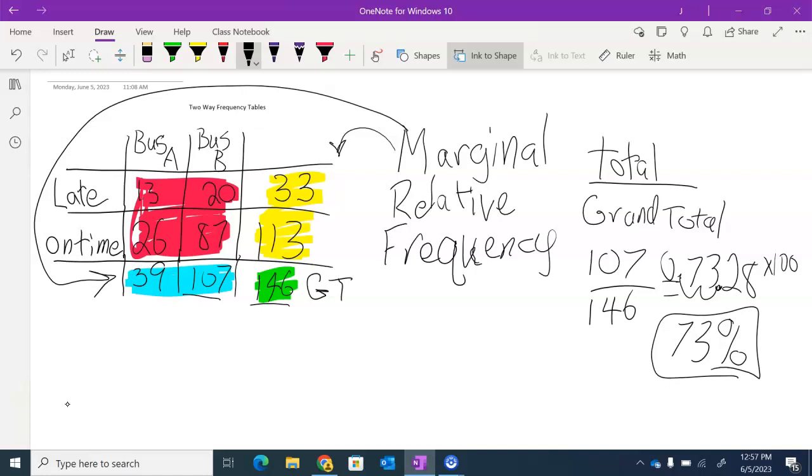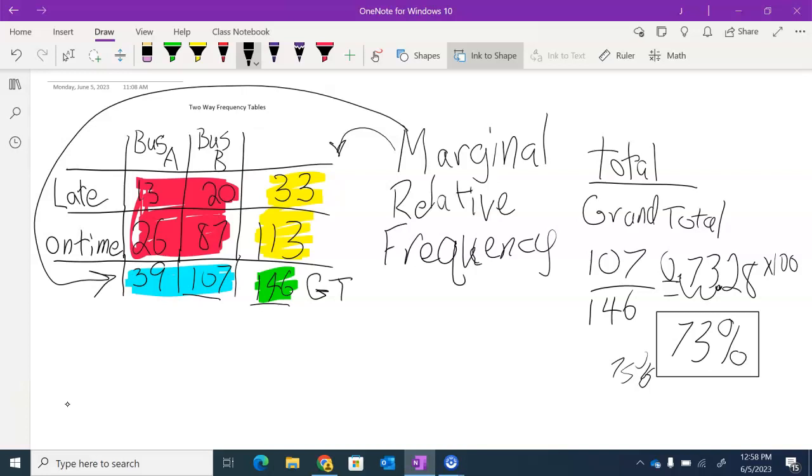So why is this important? We might look at this and say bus B is late more times than bus A, because bus B is late 20 times and bus A is only late 13 times. But almost 75% of the time, it is bus B going, so it is late that much. It has a greater opportunity to be late than bus A.